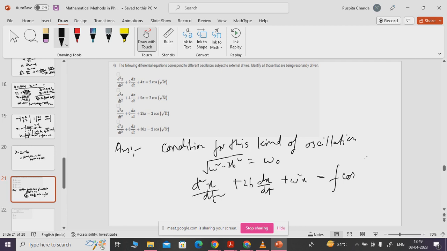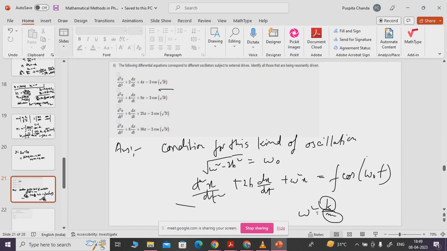some function into cos omega naught t. So we need to compare this equation and obtain what is 2b and omega square. Literally omega square is k by m, k is the constant and m is the mass. Those things you need to remember, but here we are not bothered about k and m. We only need omega, 2b and omega naught, and we need to find those for every equation given.